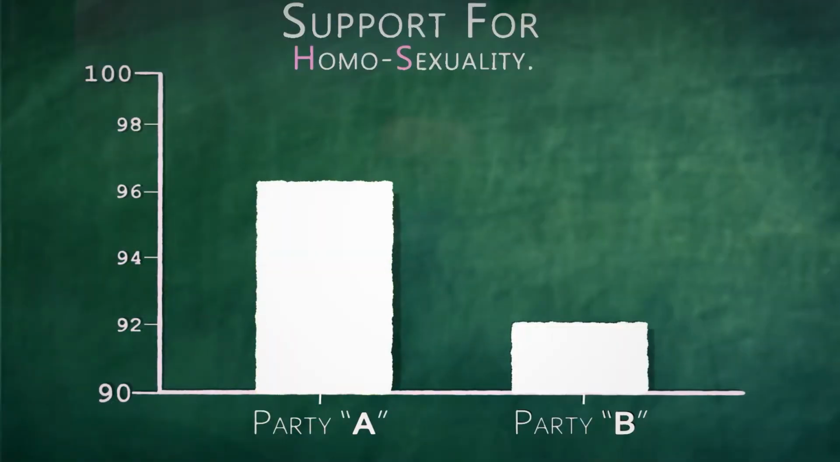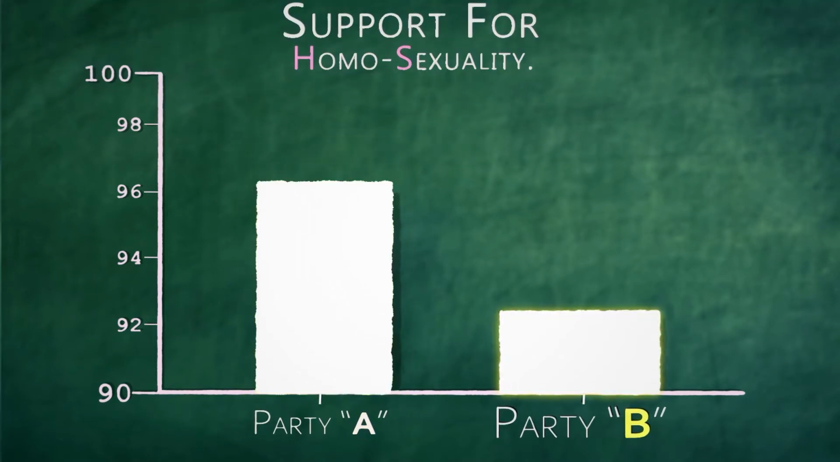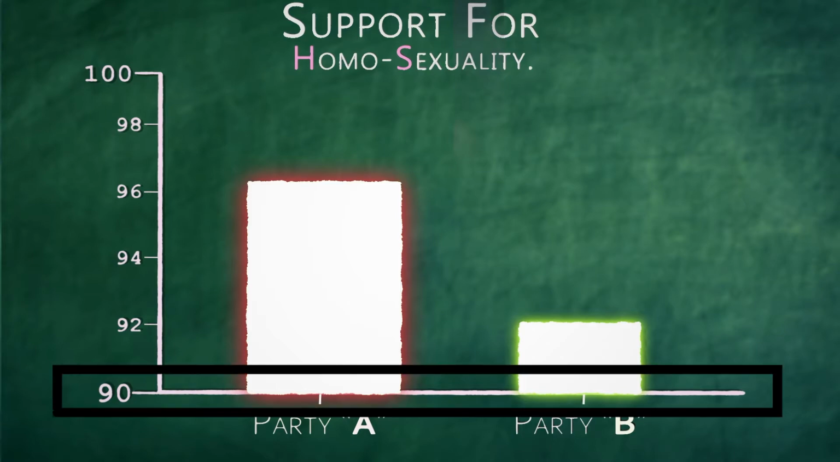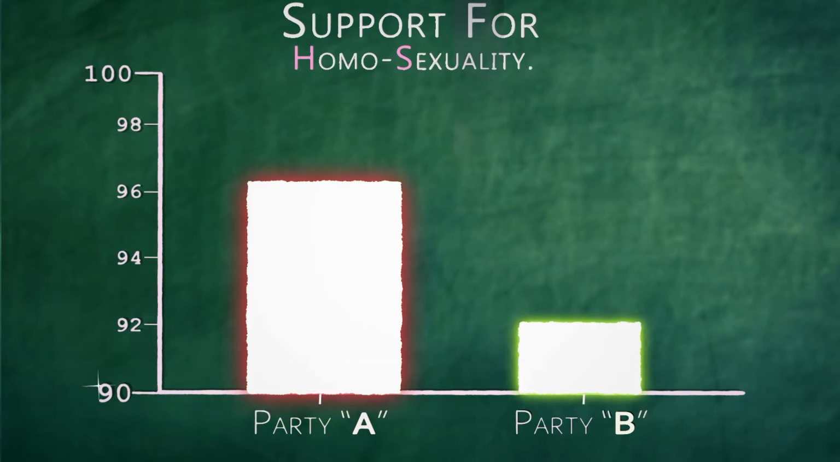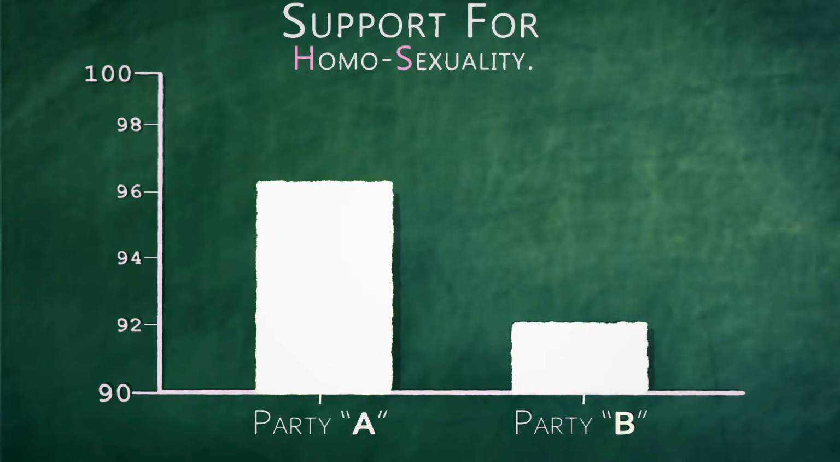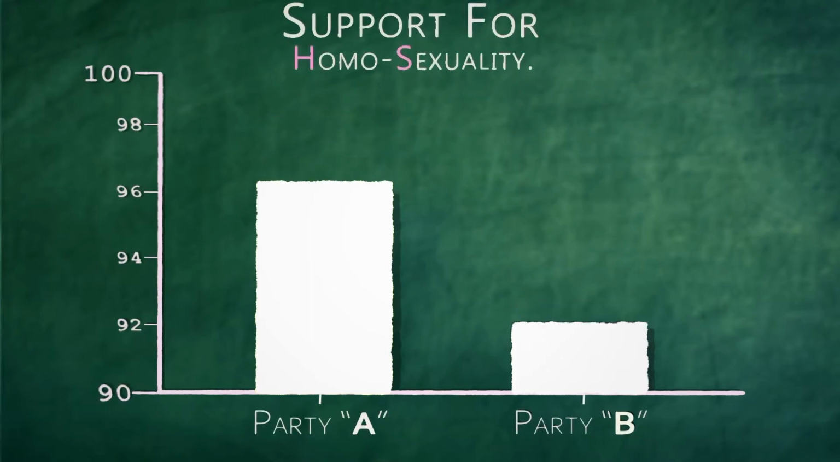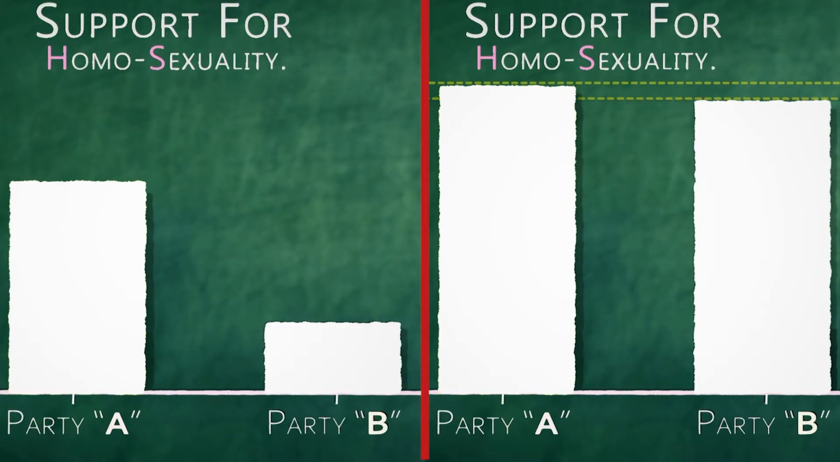Alright, so this graph is about which party supports homosexuality more. Is it party A or is it party B? When you look at it at first, it will look like party A supports homosexuality much more than party B. Right? So take a look at the bar, where it is starting from. Well, it is starting from 90%. So if we start the bar from 0%, that is how it will look like. Now the difference doesn't feel quite a lot. But if we change the bar the way it was before, then the difference feels quite a lot. And that is how you change the story.